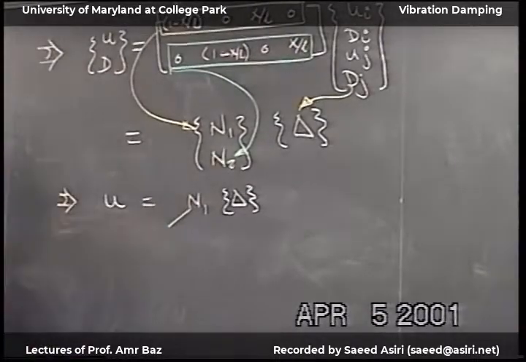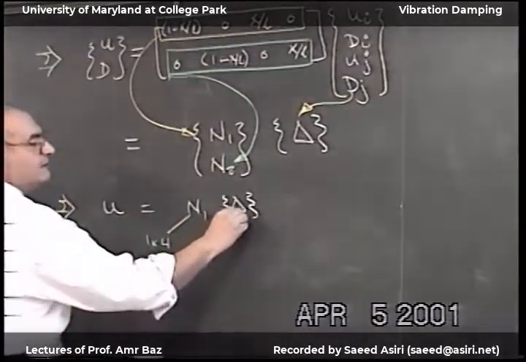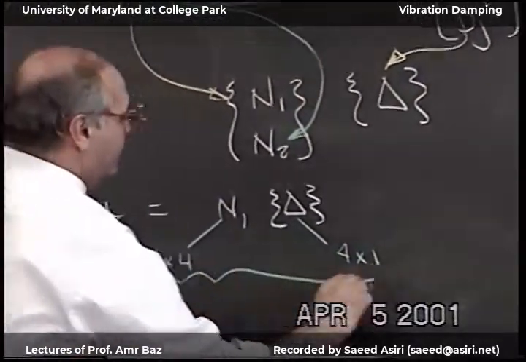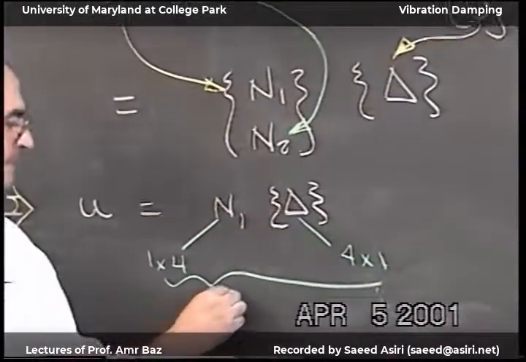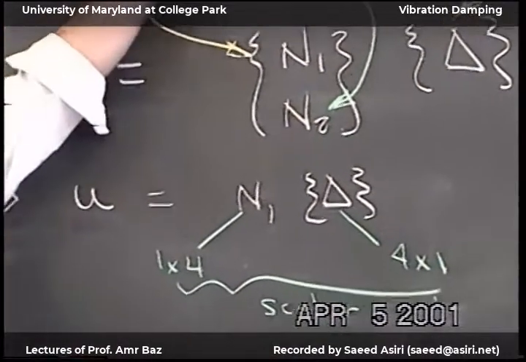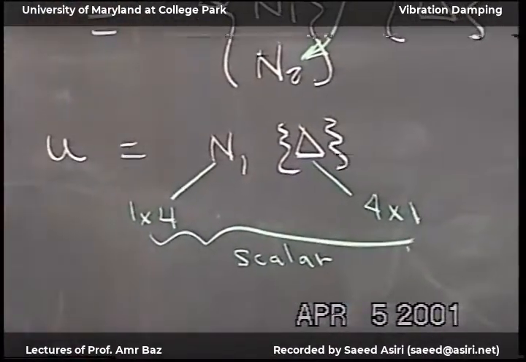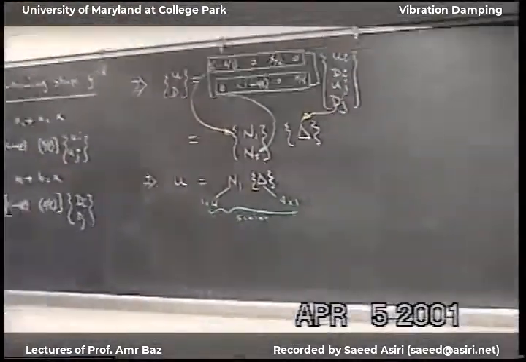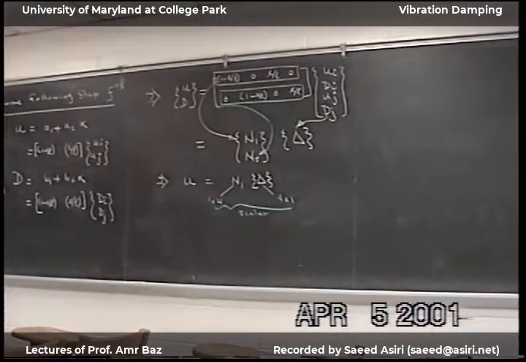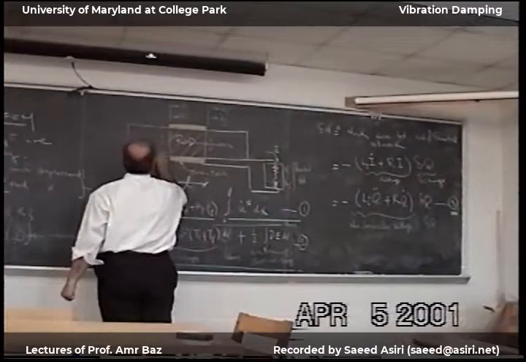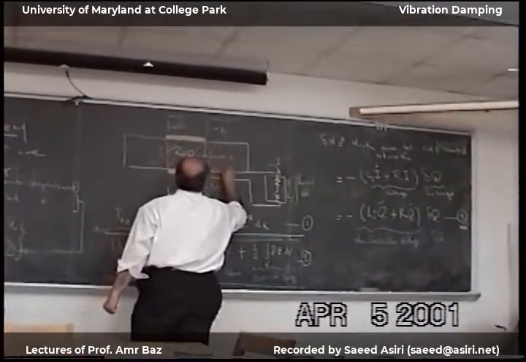This vector is 1 by 4. This delta vector is 4 by 1. So we have a scalar representation of u. And the N1 is a function of x. Wherever we are interested to determine the displacement, we just plug in the proper x in the local coordinate system inside the element. So this is my local coordinate system. At this node, x is equal to 0. This node is x equal to small l.